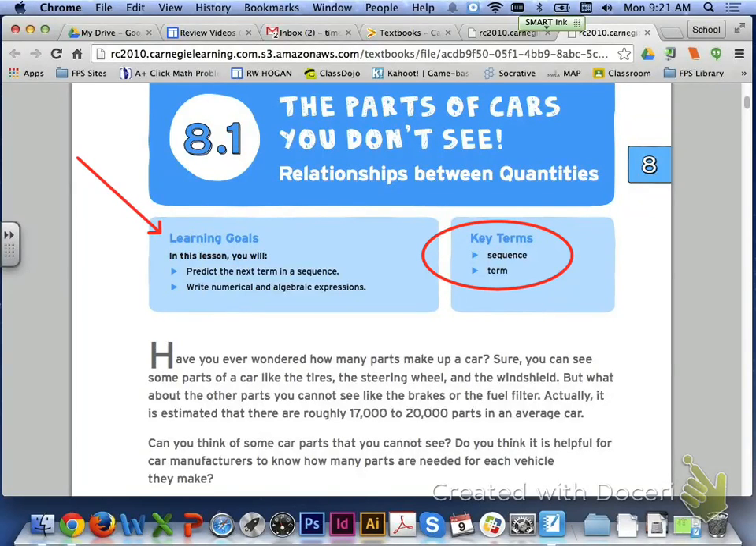Hi class, in lesson 8.1 we will be looking at relationships between quantities. Learning targets for today, we will be predicting the next term in a sequence and writing numerical and algebraic expressions. A couple of key terms to look for in this lesson will be sequence and term.